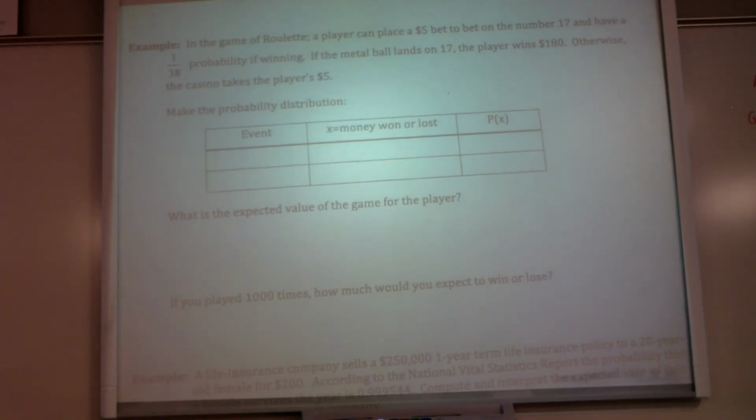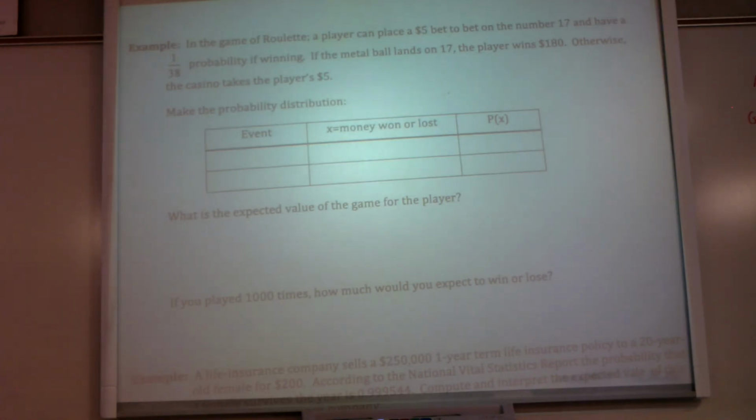Alright, so in a game of roulette, hopefully you've seen it, that's the one where the wheel spins and they throw the metal ball in and then they can make a bet. In the game of roulette, a player can place a $5 bet on the number 17 and have a 1 in 38 probability of winning. If the metal ball lands on 17, the player wins $180. That's a lot of money for one bet. Otherwise, a casino takes the player's $5. So you get a lot of money back, but it's really not likely you're going to win.